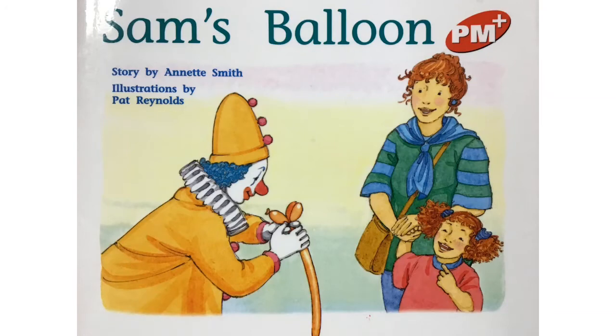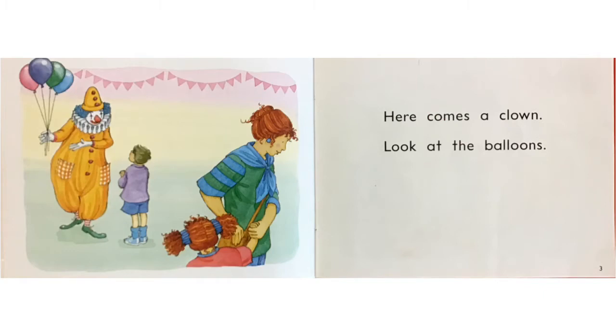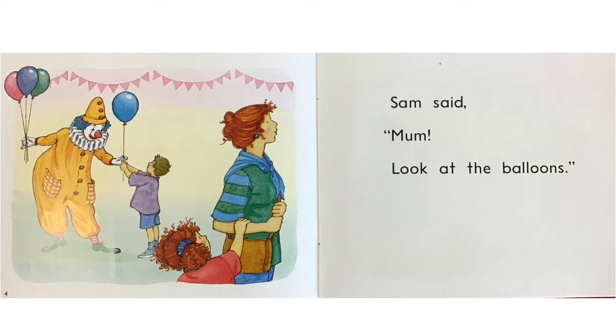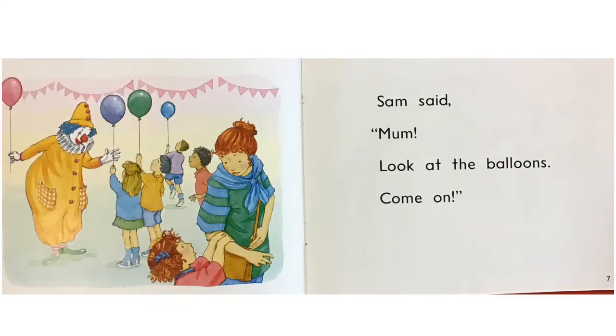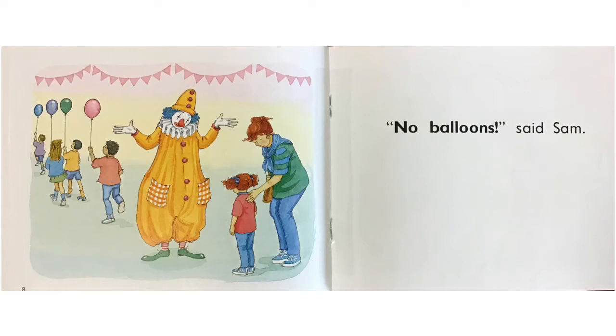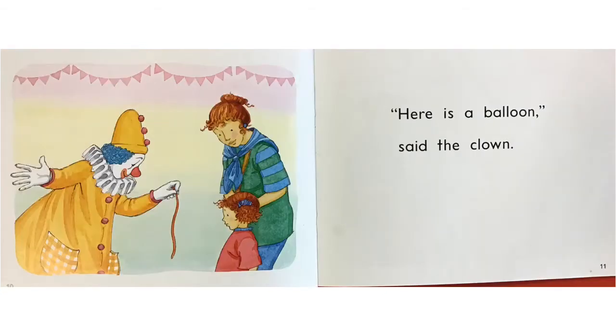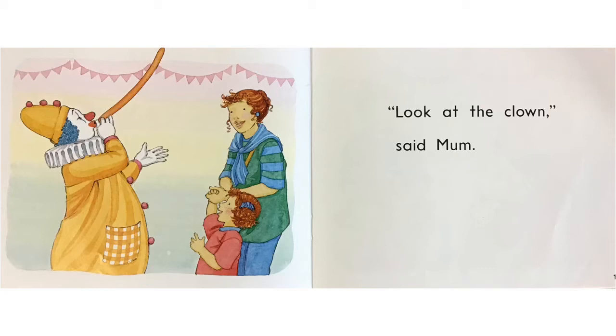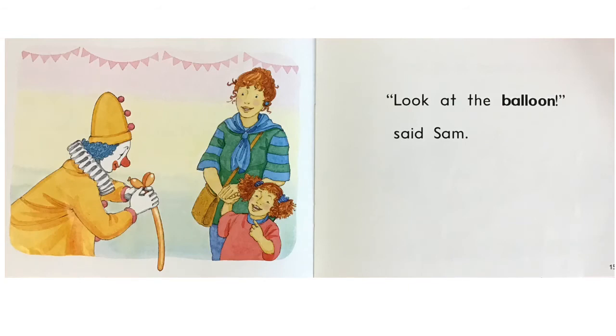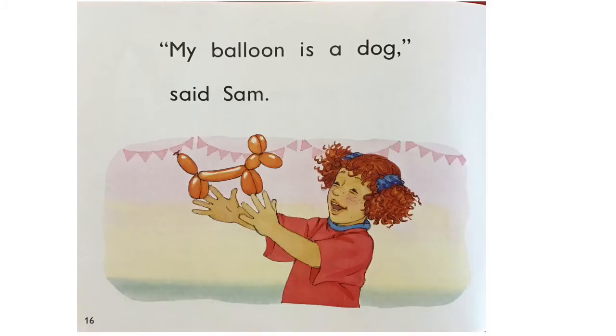Sam's Balloon. Here comes a clown. Look at the balloons. Sam said, Mum, look at the balloons. Come on. No balloons, said Sam. Here is a balloon, said the clown. Look at the clown, said Mum. Look at the balloon, said Sam. My balloon is a dog, said Sam.